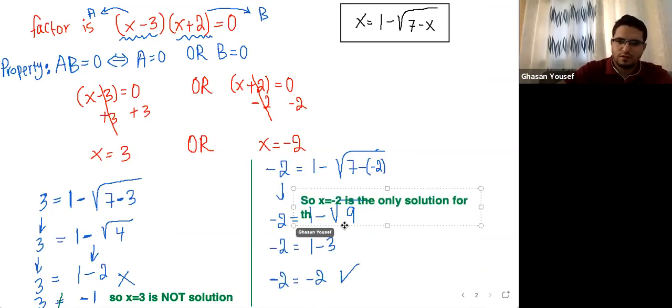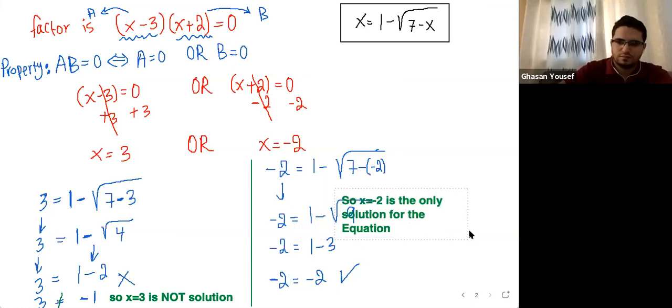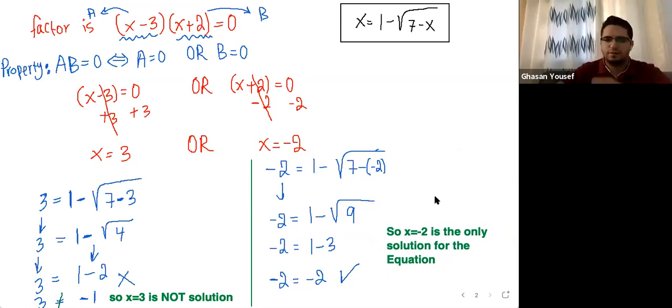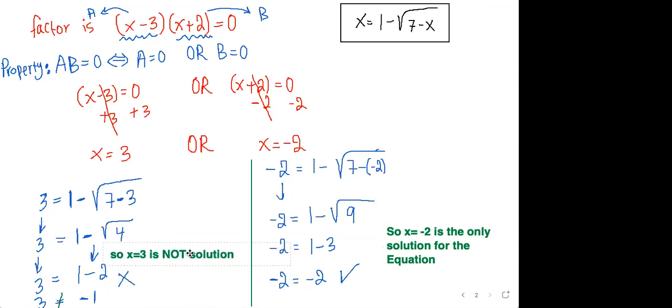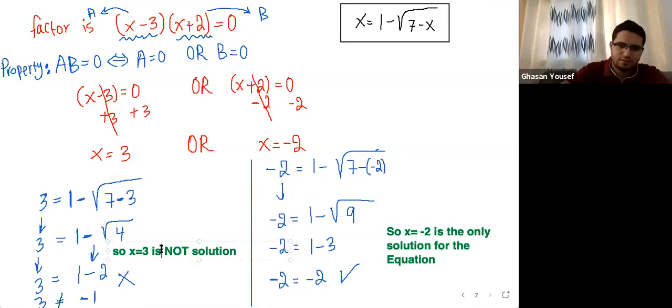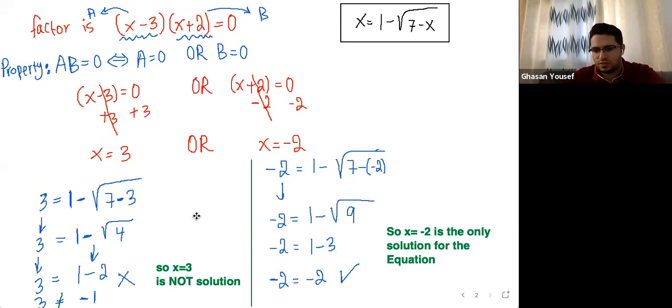So x equal -2 is the only solution for this equation. Why? Because I get the answer -2 equal -2. Any question for this example? Makes sense? But here x equal 3 is not a solution. Okay.